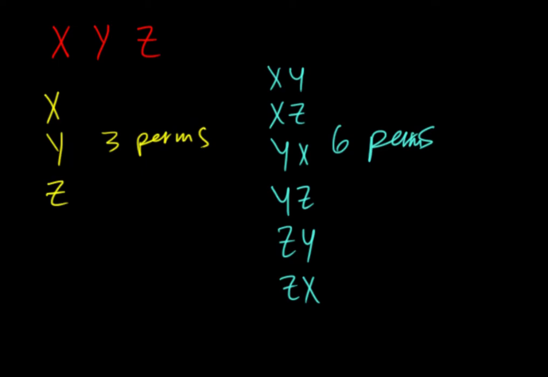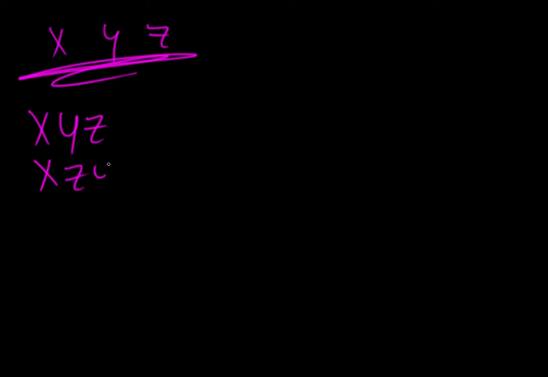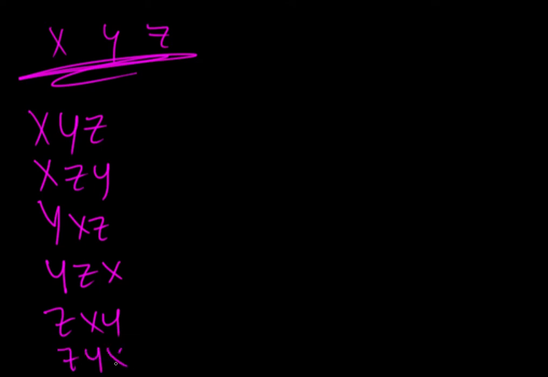Okay. Now the last one, XYZ, and we want to do them 3 at a time. So XYZ, XZY, and then YXZ, YZX, and then ZXY, ZYX. So that one's also 6 permutations. Okay. Alright, moving on.